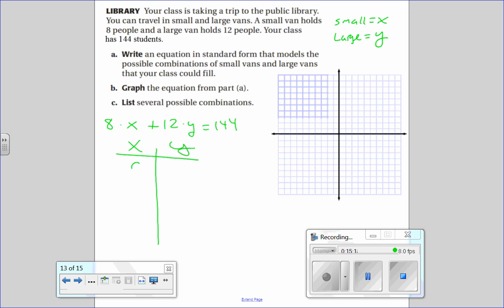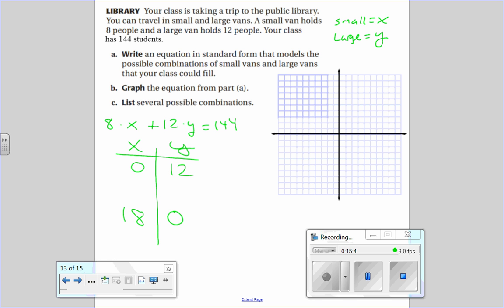Well, let's just obviously do the zeros first, then maybe we'll try to find another couple combinations that work. If we put a 0 in for x, we cover it. Solve for y, what would you get? It's 144 divided by 12. Good. I will need your calculator here because I don't know what 144 divided by 8 is. Is it 18? Okay.